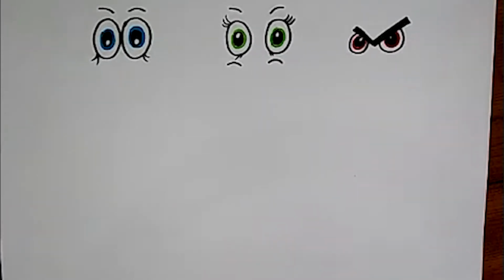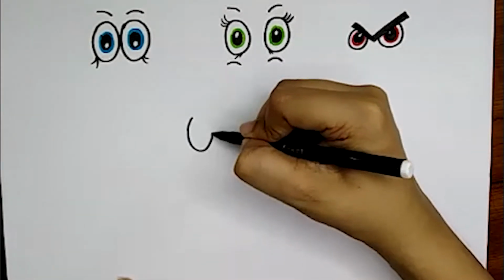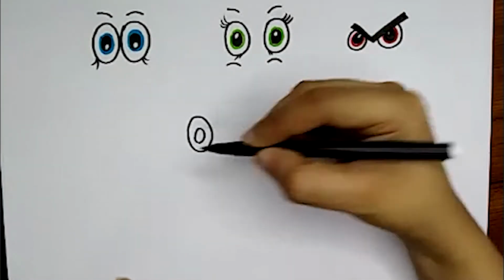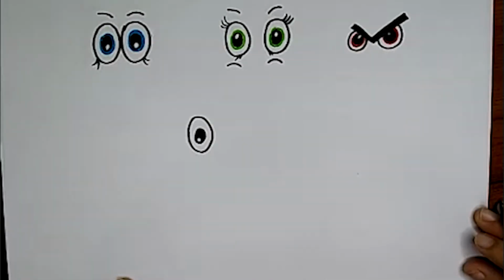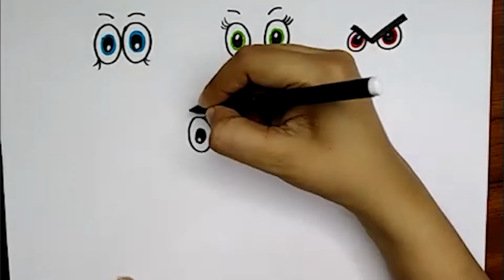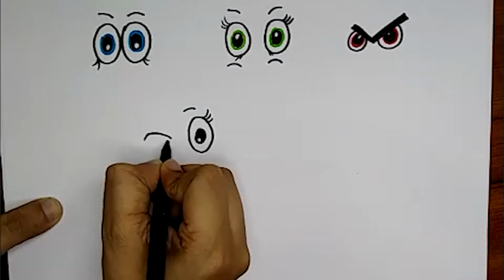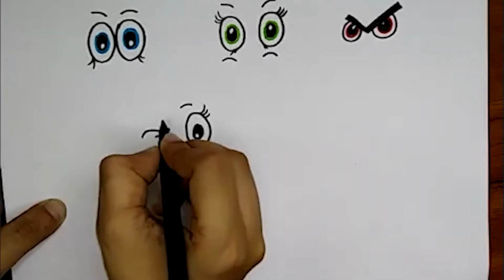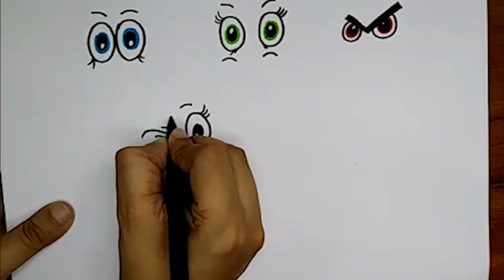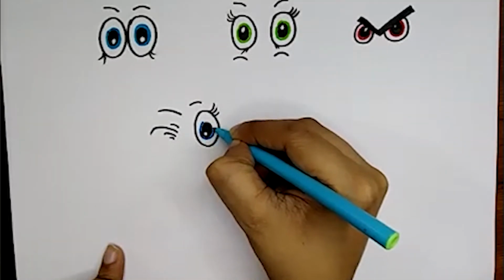Next, we'll make one eye closed and one eye open. Okay. Draw one eyeball, eye here, eyeball. We'll make some lines, curvy lines like this, so that it looks like the eye is closed. You can add blue color to this.